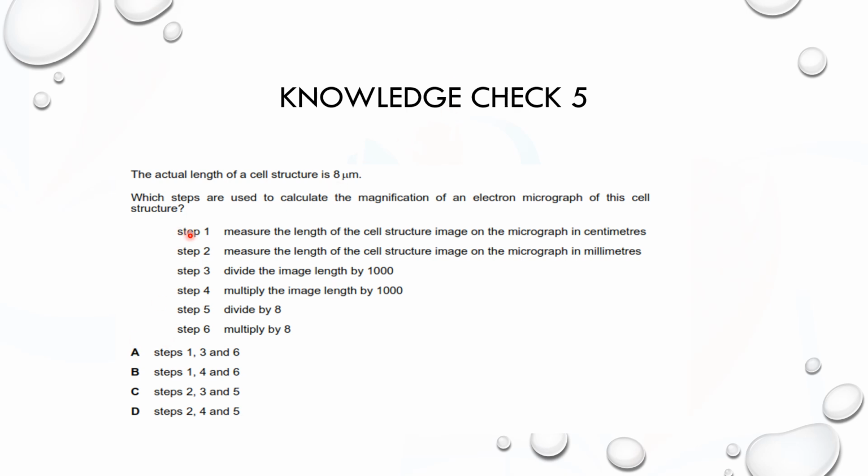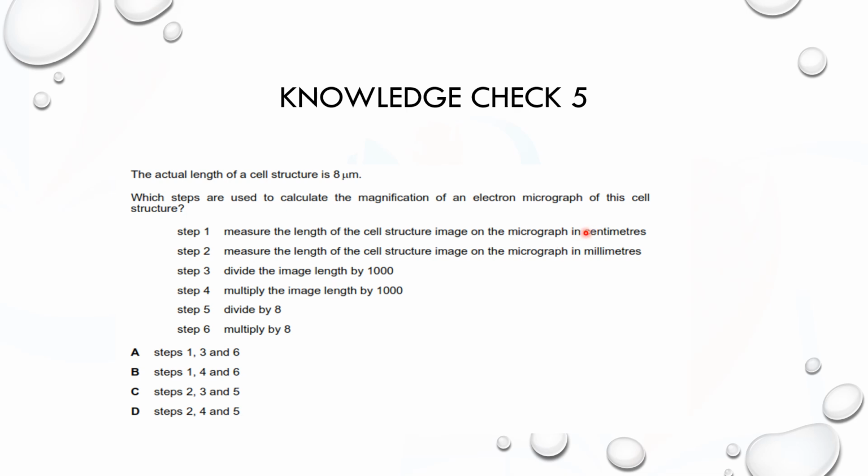Now, of course, step 1 says measure the length of the cell structure image, yeah, you measure it in centimeters. Okay, that's not bad, but let's see whether there's something that fits in there. Normally you measure in millimeters, but you can measure centimeters if that's what you have. Step 2 says measure the length of the cell structure image on the micrograph in millimeters. That's also correct. Now step 3 said divide the image length by 1000. You don't divide. So if you measure in millimeters, how do you convert millimeters to micrometers? Micrometers is the smaller unit, so you multiply by 1000, you don't divide.